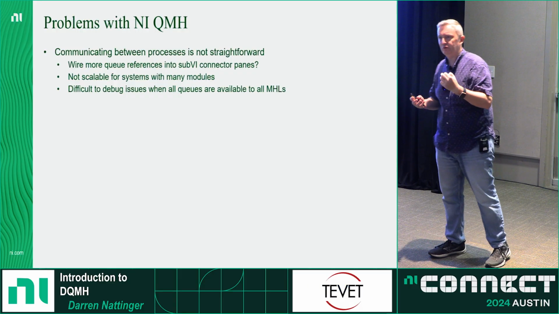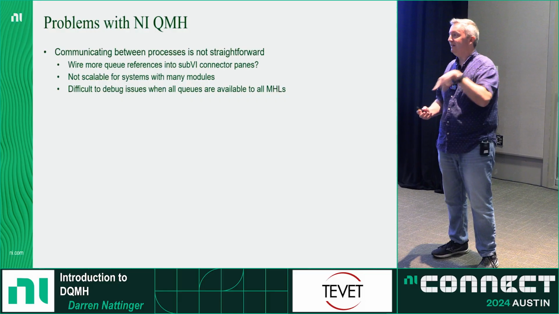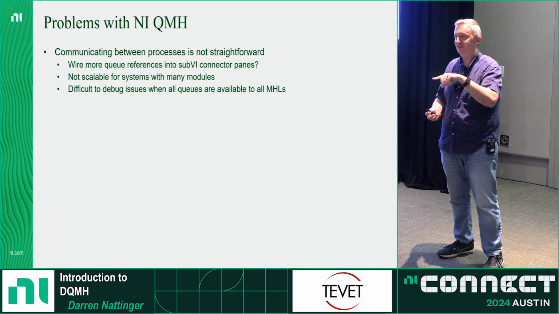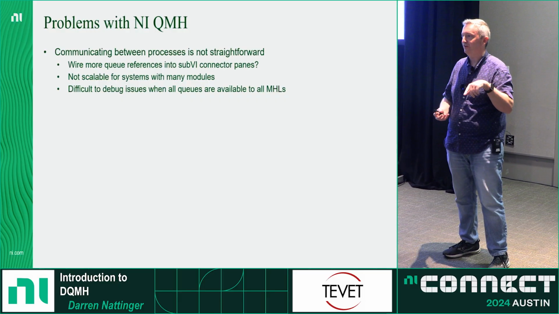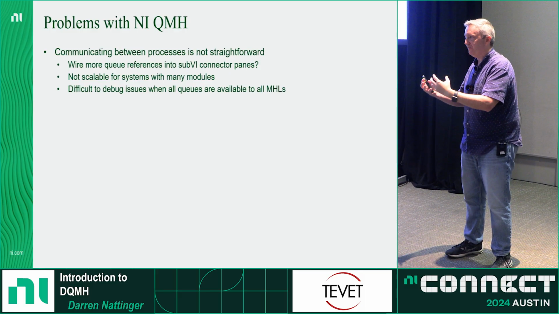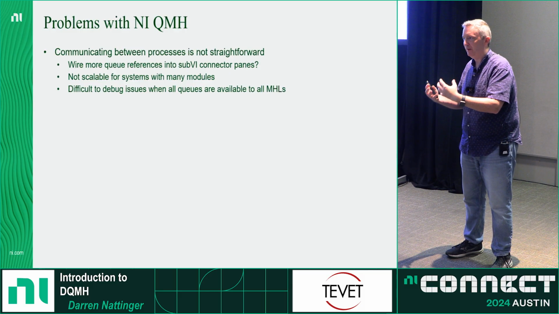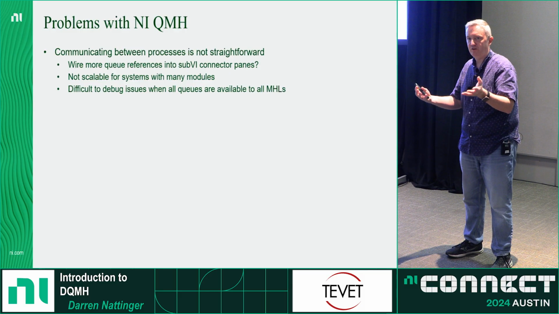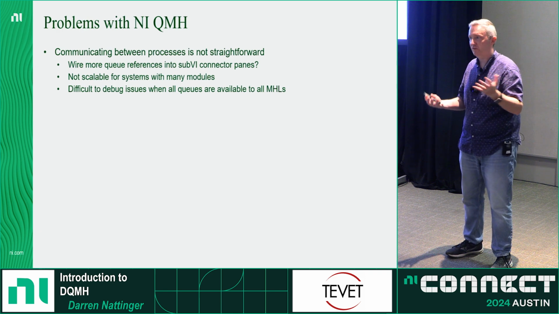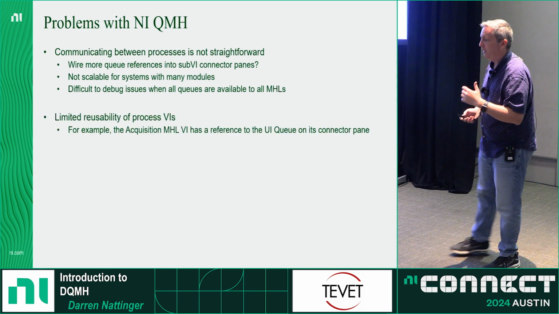And it's difficult to debug when any process in your entire application can send a message to any other process in your entire application. If you've got a process that's not working properly because it got a bad message, well, where do you start? How do you figure that out? Anybody could have sent that message. So that can make things very difficult to debug.